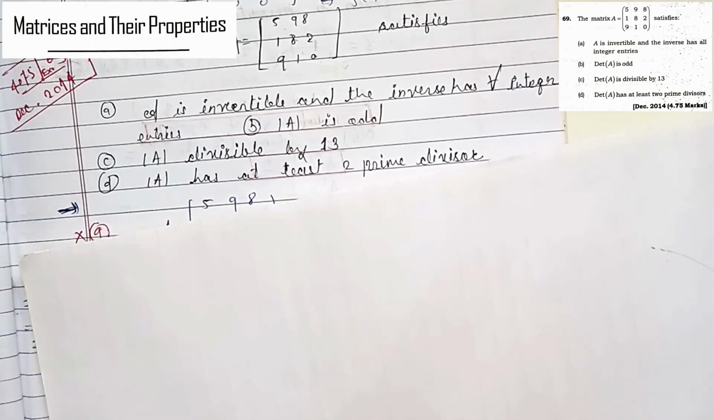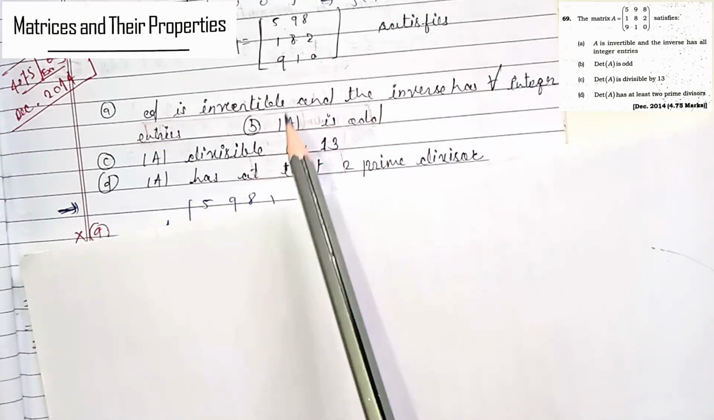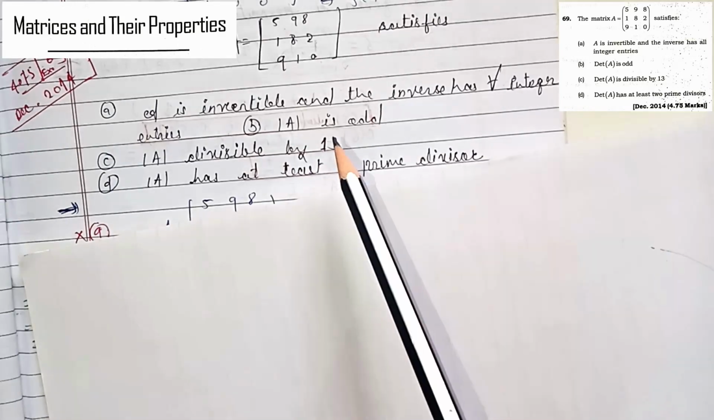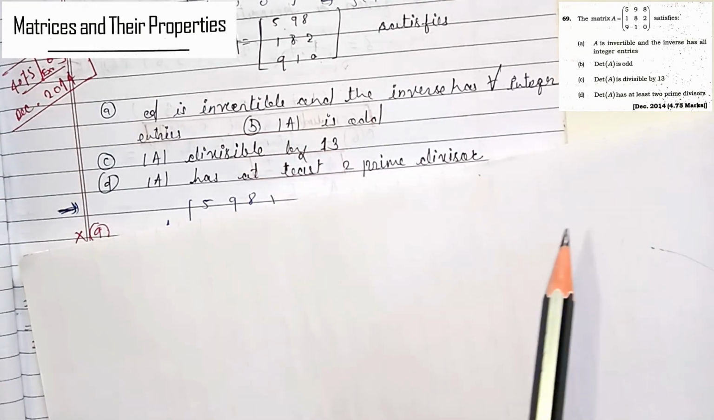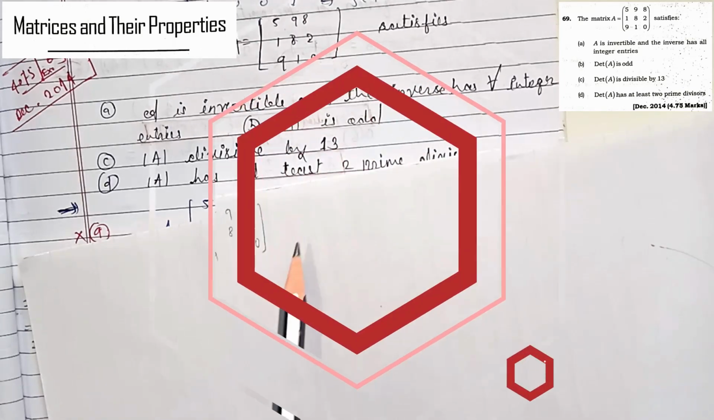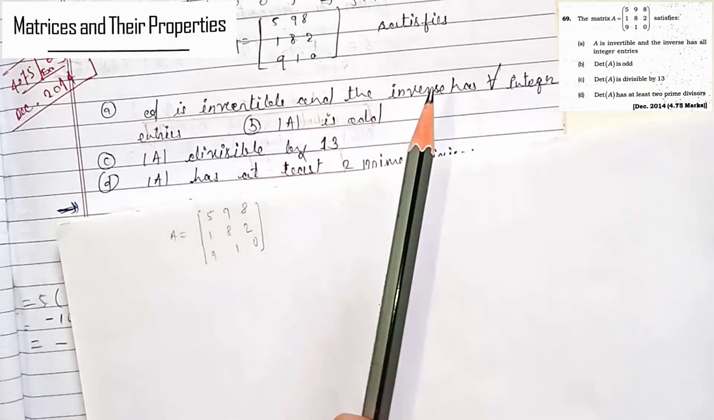Now let's get started with today's solution. We'll see what the solution looks like, and I'm going to explain invertible matrices, prime divisors and everything here. In our solution, let's check whether the first option is correct or not.